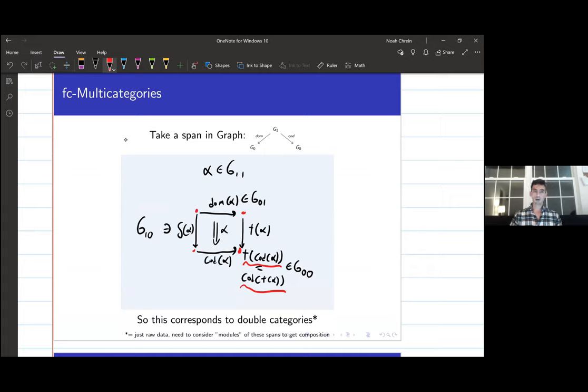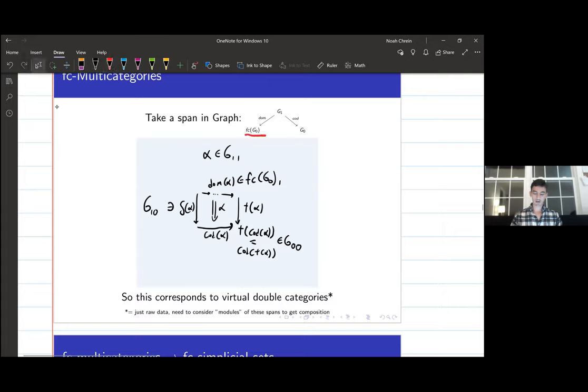Okay, so this is the primordial data of a double category. In order to make this a double category, you need to do something else, but I'm not going to go down that route. If you want to see what happens, you can look in Leinster. And so if I want to talk about virtual double categories, I can just change the domain. If I change the domain to be FC of G0, namely paths in G0, then the domain is a path of edges, okay? And so this corresponds to virtual double categories. And again, this is just the raw data. In order to actually get a virtual double category, we need something else, okay? But we're going to take this type of construction and run with it to try to get a simplicial version of this, okay?